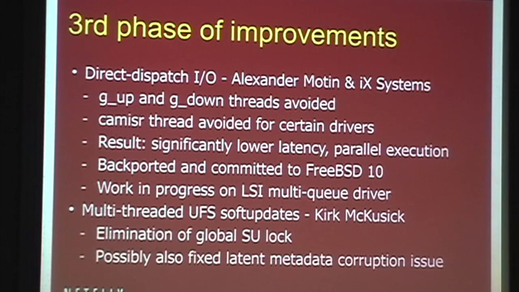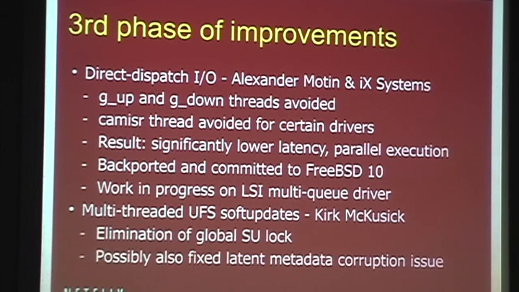Basically, traditionally IO in FreeBSD goes through the GEOM layer. The GEOM layer single threads everything through a g_down thread and dispatches it to the disk drivers. Then when the IO completes, the disk drivers queue it back up to the g_up thread, where it's single threaded through. For the amount of IO that we were doing, the g_up and g_down threads were consuming 10-15% of the CPU. Not only were they consuming the CPU, they were also serializing everything. We couldn't get any parallel IO out of the system. The CAM ISR thread was doing a very similar thing to what the g_up thread was doing. So Alexander basically multi-threaded GEOM and CAM.